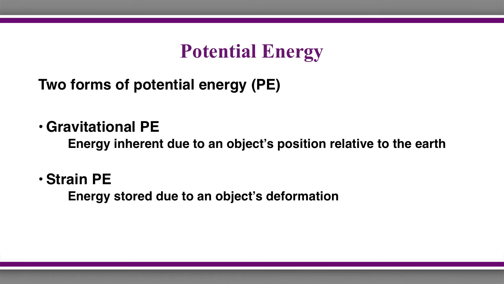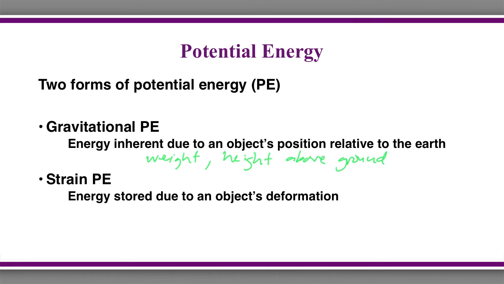Moving to potential energy, there are two forms of potential energy: gravitational PE and strain PE. Gravitational potential energy is the energy inherent due to an object's position relative to the Earth. So this is usually related to an object's weight or its height above the ground or some reference. Okay. So typically gravitational PE is simply referred to as potential energy, but in our class we will refer to it as gravitational potential energy.